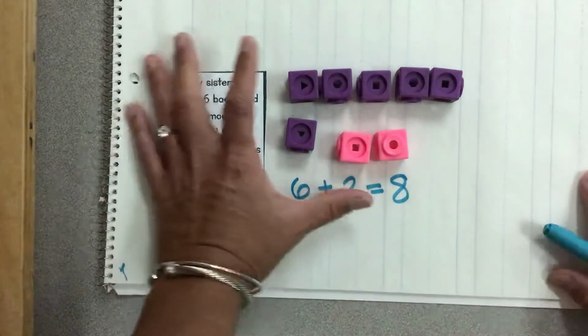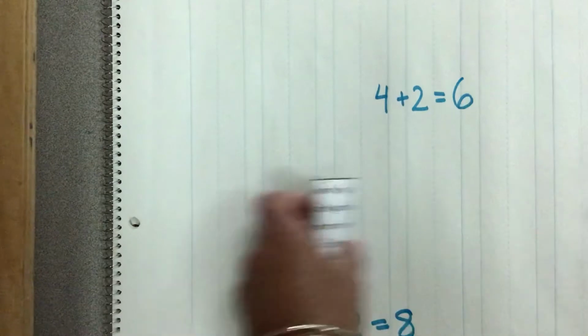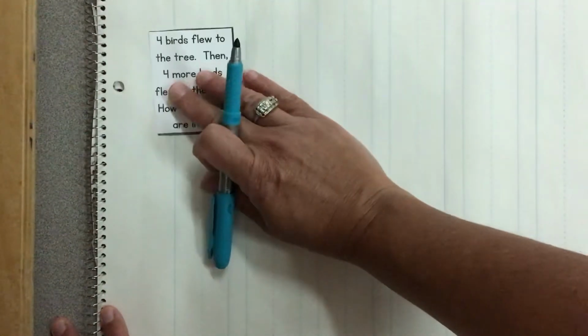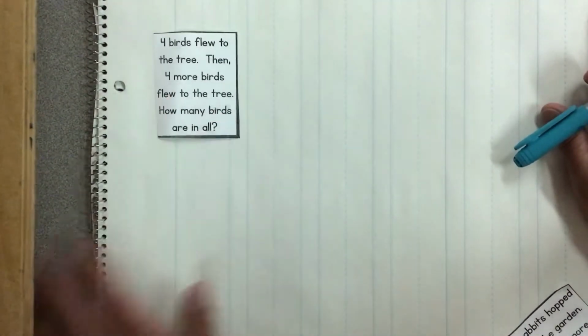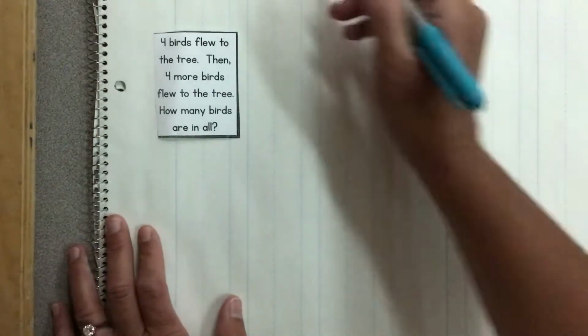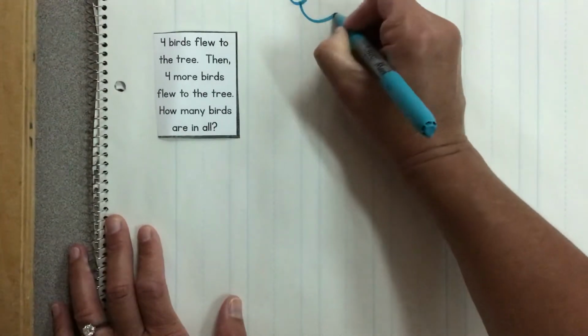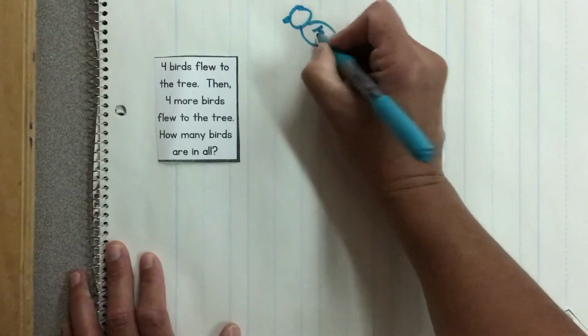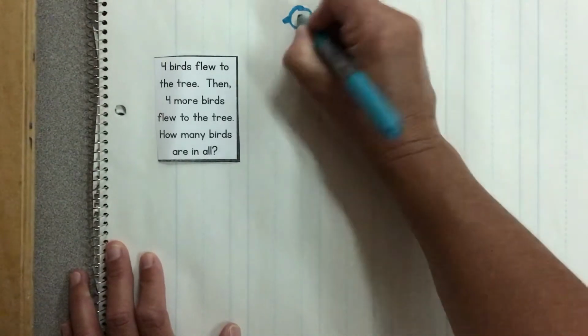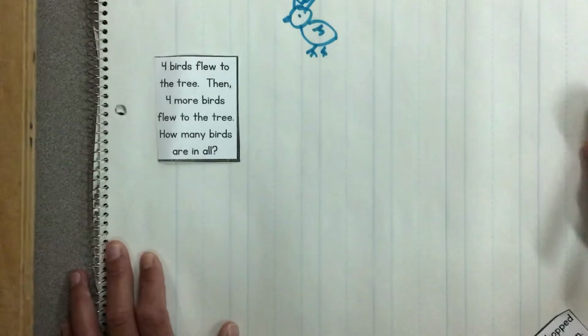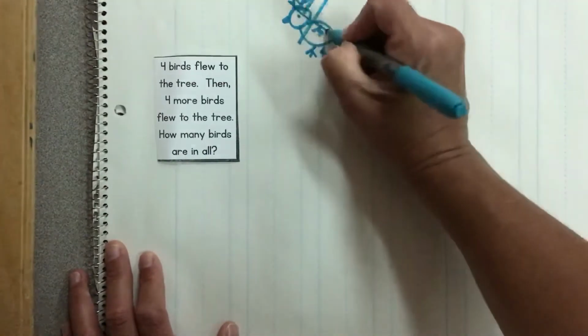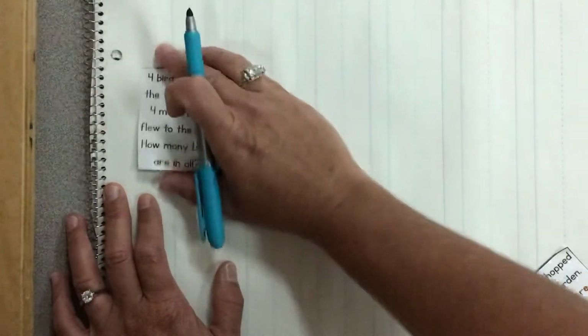All right. Now I'm going to show you one more strategy, and we're not going to use the cubes this time. We're going to draw to solve our problem. Now, when we draw to solve our problem, we're not drawing in art class. We're drawing symbols to represent whatever is in the word problem. This word problem is about birds, so I'm not going to draw all my birds with a head and a beak and a body and a wing and feet and eyeballs and maybe a crown. I'm not going to draw my birds like that. I'm going to just draw circles to represent my birds.